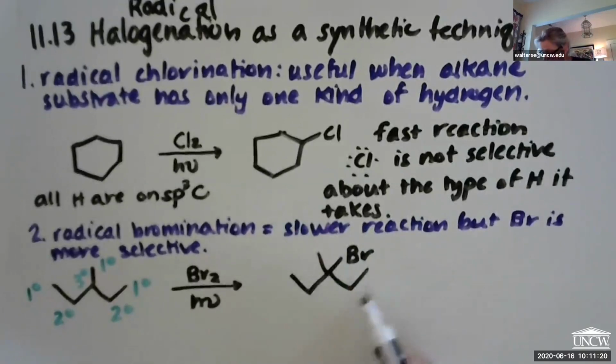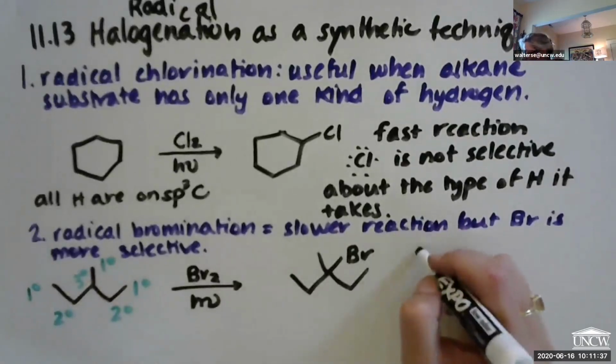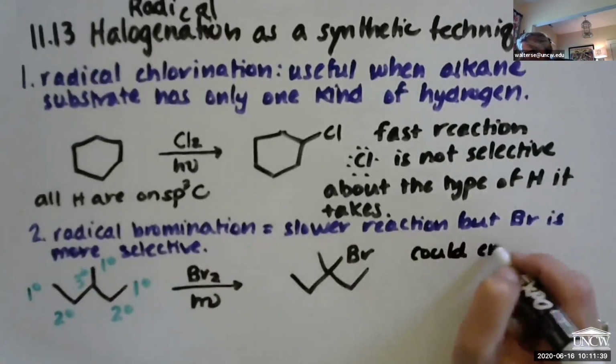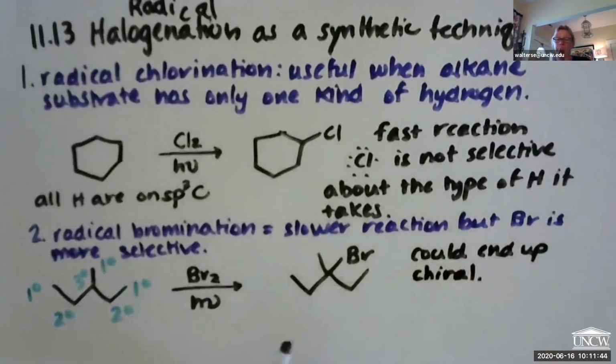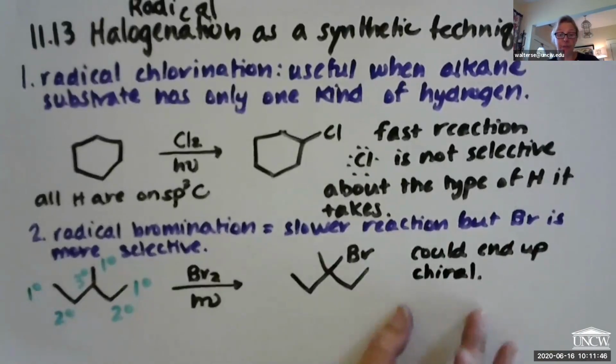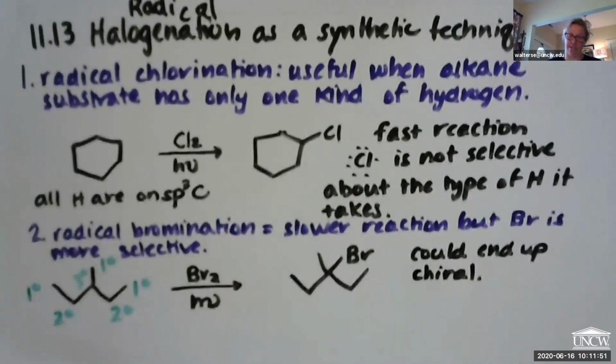Now, the limitation, of course, of this reaction is it could create a chiral center. Depends on the structure of your substrate. But it could end up making a chiral product. So that's just something to consider, because then you would end up with a mixture of enantiomers here, and you may not want a mixture of enantiomers, but it may be unavoidable.